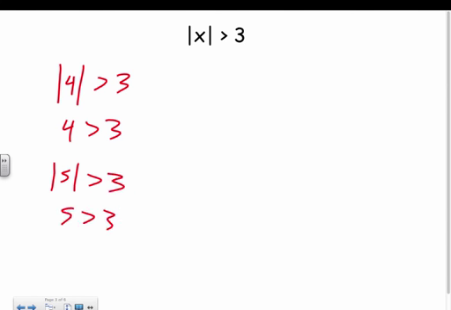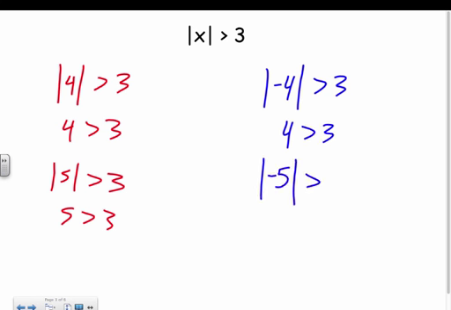Good. Well, what happens if I do negatives? So if I took the absolute value of -4, is that greater than 3? Yep, because the absolute value of -4 is 4, and that's greater than 3. So if I keep plugging in smaller numbers for x, absolute value of -5 is 5, that's greater than 3, so that works.